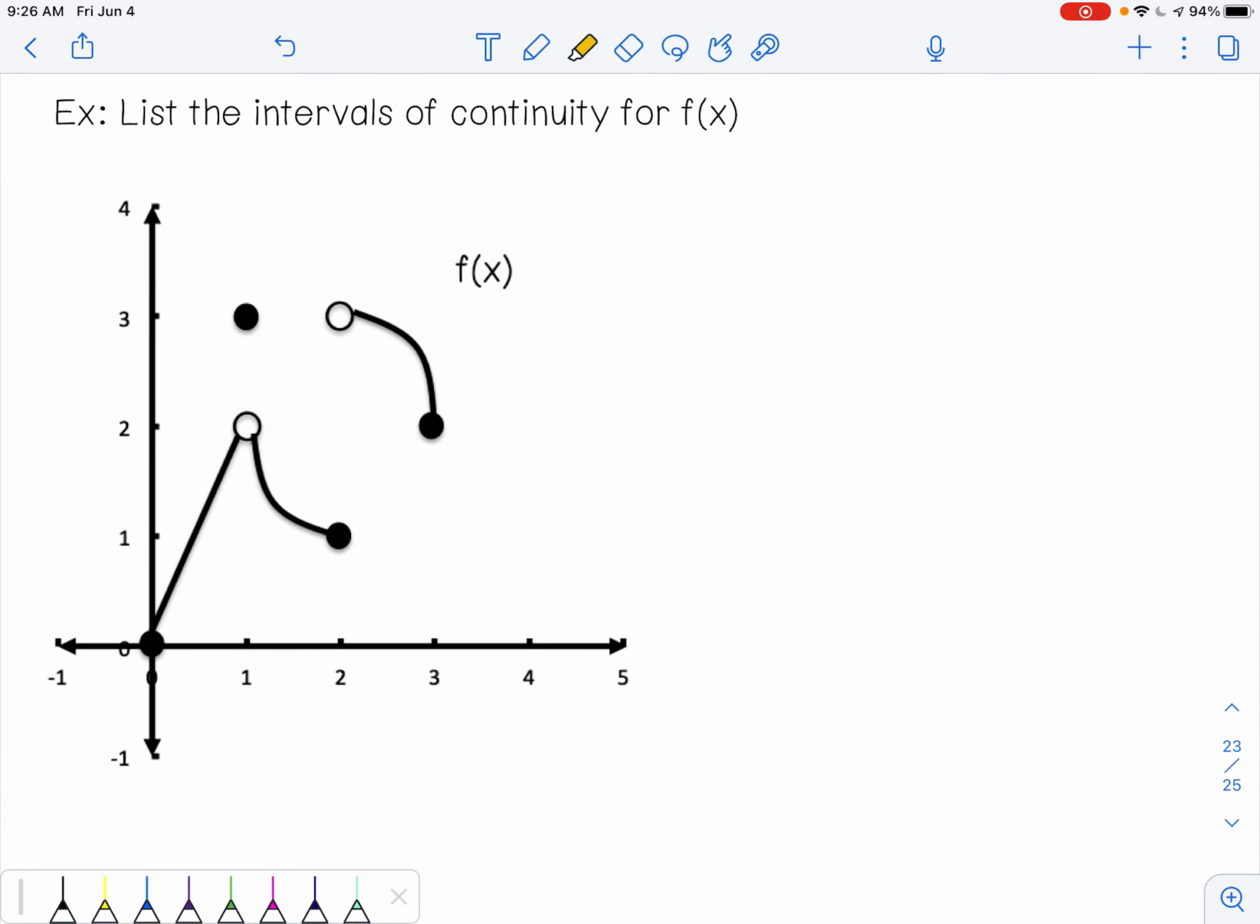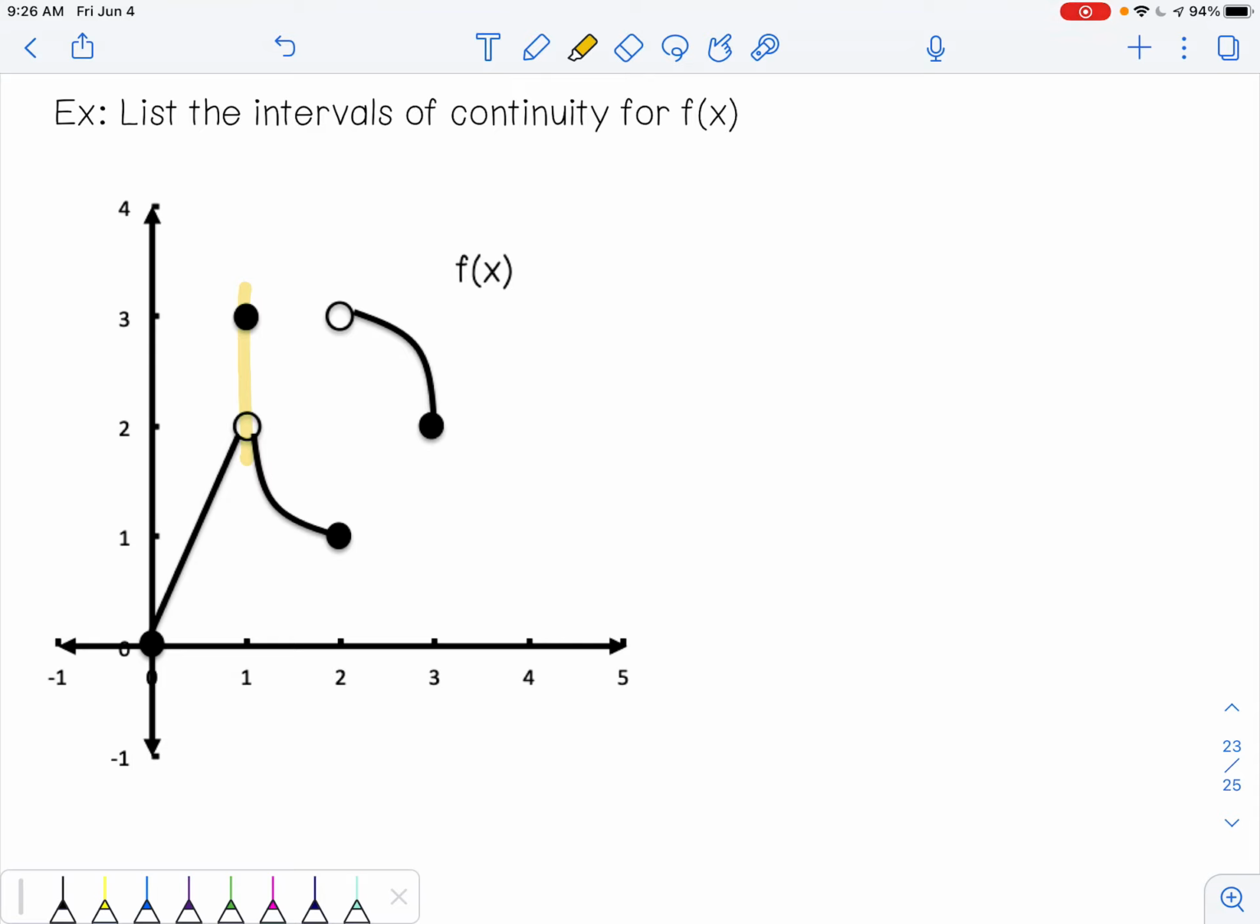So we're going to look at a graph to see what that looks like. Using this graph, we're going to list the intervals of continuity for f of x. So we're going to be using our eyes. We're not going to be using the definition of continuity. We're not going to have to prove it at every single point in here. That would be ridiculous. But I'm going to go ahead and get started.